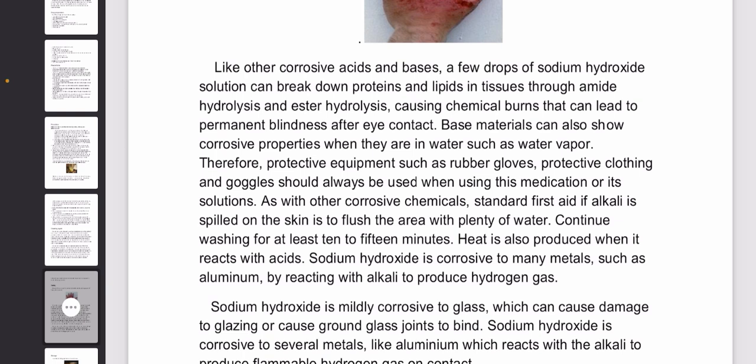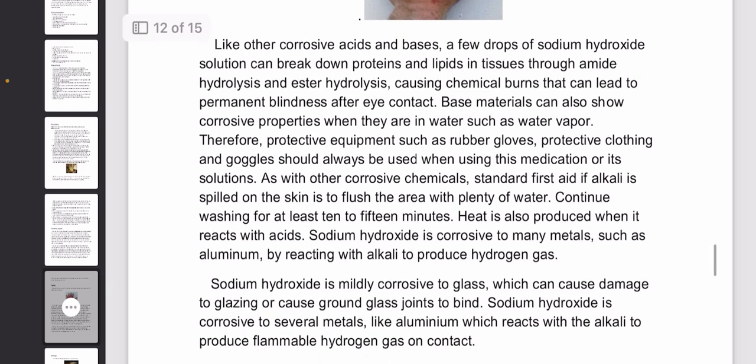Base materials can also show corrosive properties when they are in water, such as water vapors. Therefore, protective equipment such as rubber gloves, protective clothes, and goggles should always be used when using this chemical or solution. Continue washing for at least 10 to 15 minutes if you get exposed.